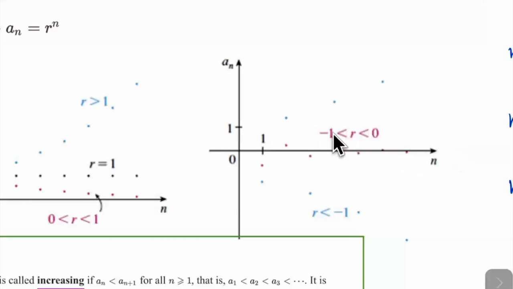Like negative 0.5 to the n power, it gets closer and closer to 0 right here. Even though the sign alternates, it goes up and down, but it's getting closer and closer to 0. When r is less than negative 1, say r is equal to negative 2, to the n power actually diverges, because sometimes positive, sometimes negative, it gets further and further away from 0. So that will be a picture to see.